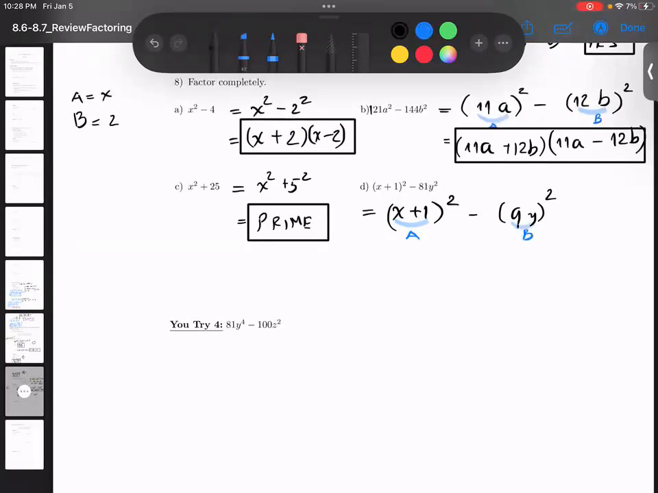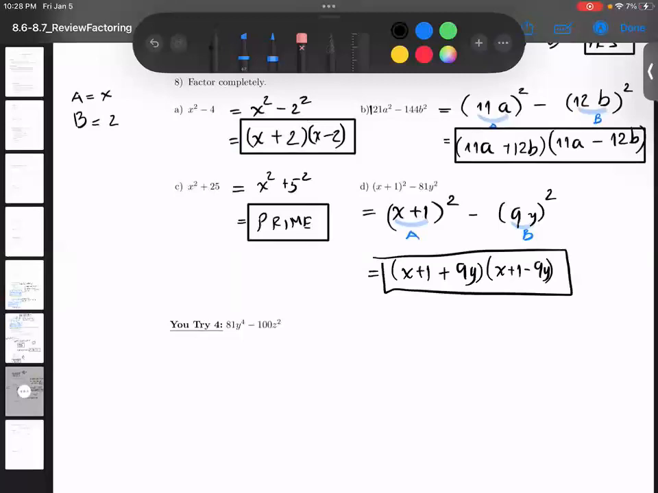So I have a squared minus b squared. So that means a plus b. A is x plus 1 plus big B. Well, big B is 9y. And then times a minus b. Well, big A is x plus 1 minus big B is minus 9y. That's all you can do. We're done.